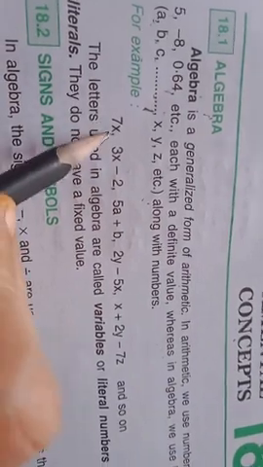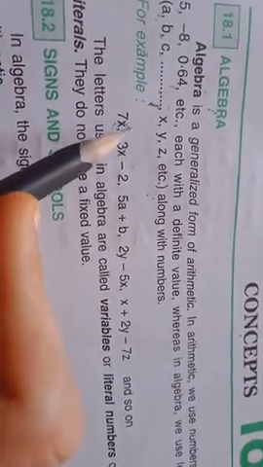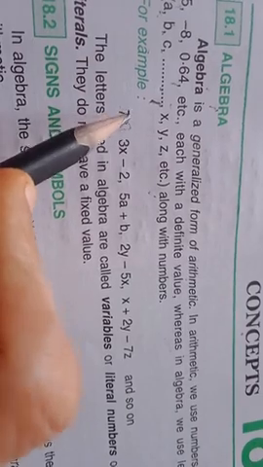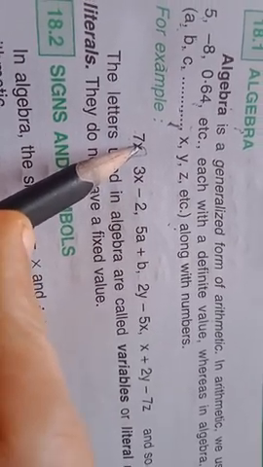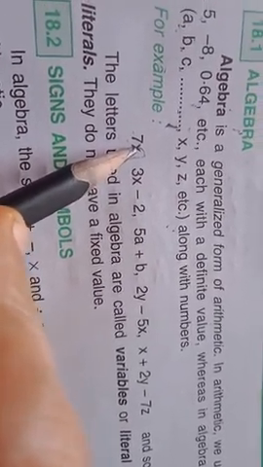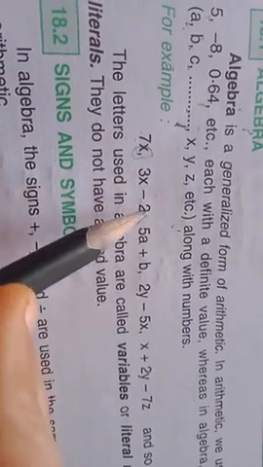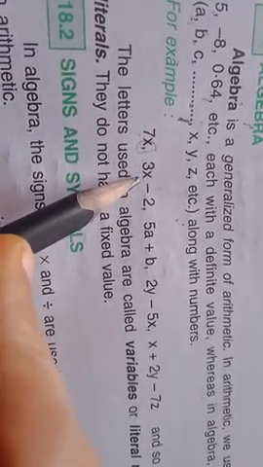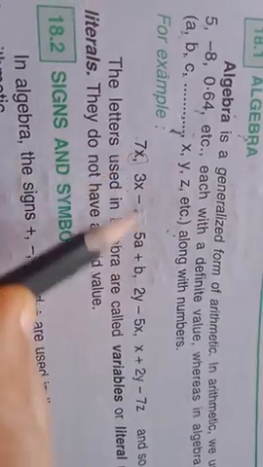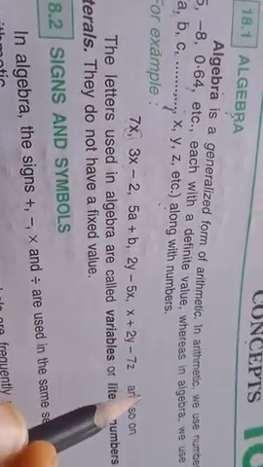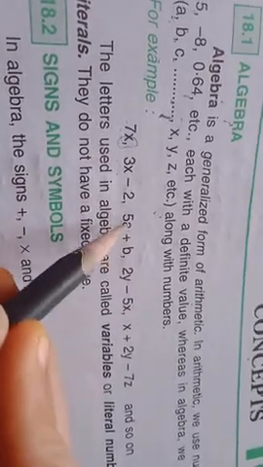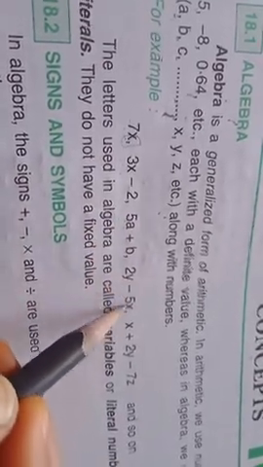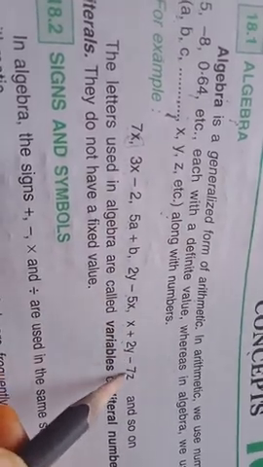For example, 7x. Now here the value of x can be anything. 7x means 7 multiplied by x. The value of x can be 1, 2, 3, minus, decimal, anything, right? Here also 3x minus 2. So the value of x can vary, means it can change. So these are all algebraic expressions. 5a plus b, 2y minus 5x, x plus 2y minus 7z.